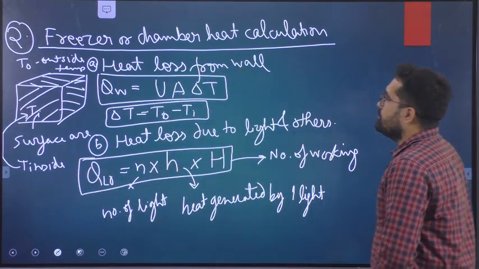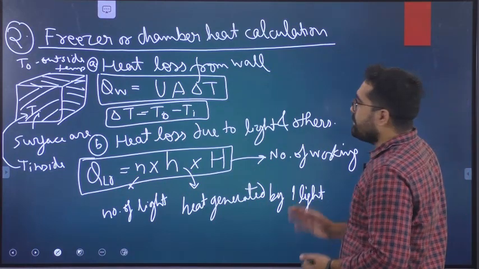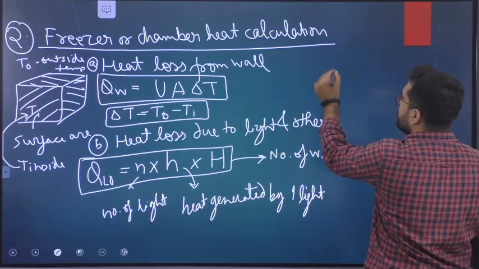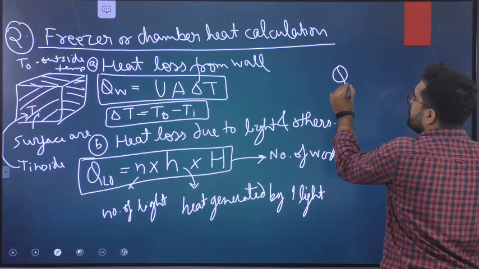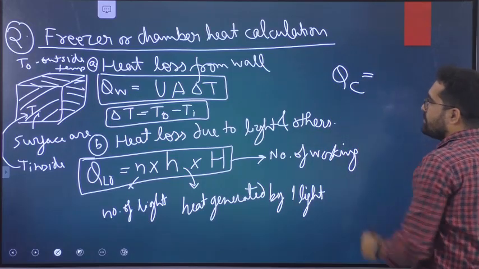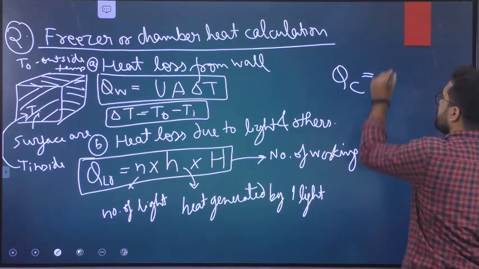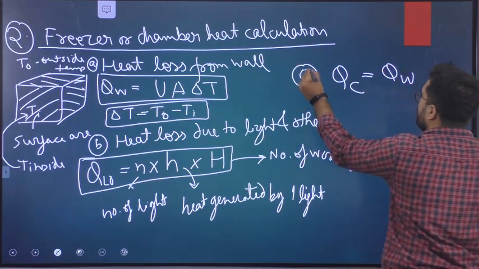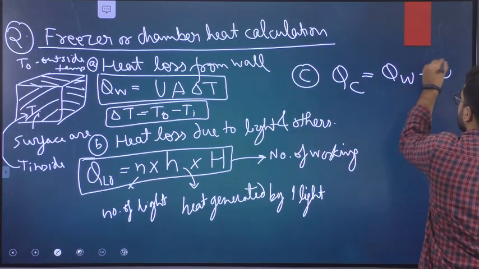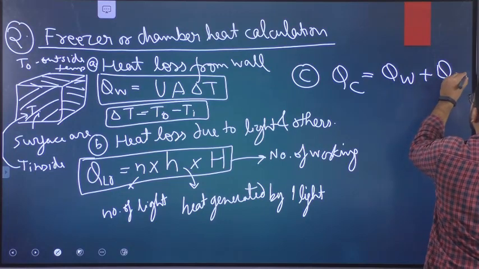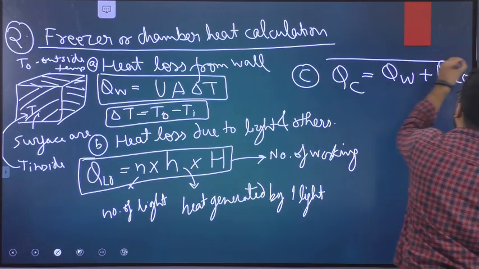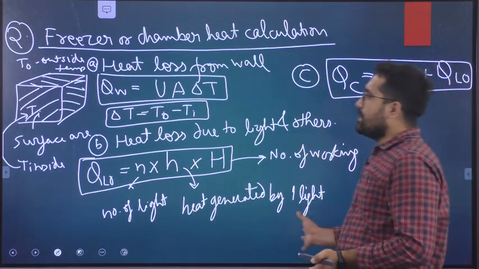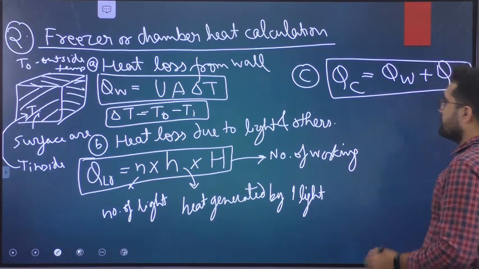So now our heat load calculation or freezer calculation: the heat loss due to the freezer, let us consider as QC, chamber heat calculation, which is equal to QW plus QL and others. So this is the calculation for how much heat we need.